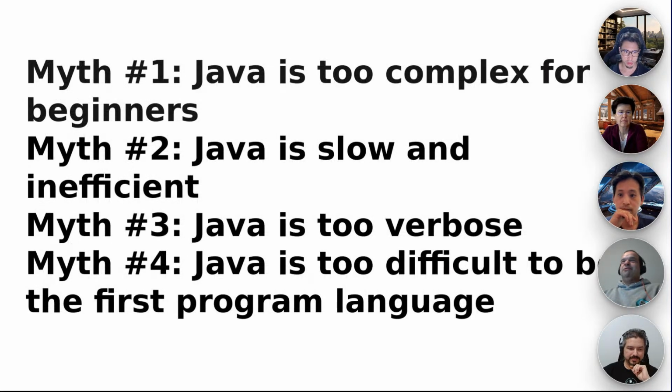I'm quite sure you guys have already seen these myths around, right? Java is too complex for beginners. Java is too slow, inefficient. Java is too verbose. Java is too difficult to be the first language. It's not good to start with object-oriented programming, and so on and so on. There are thousands of myths out there.